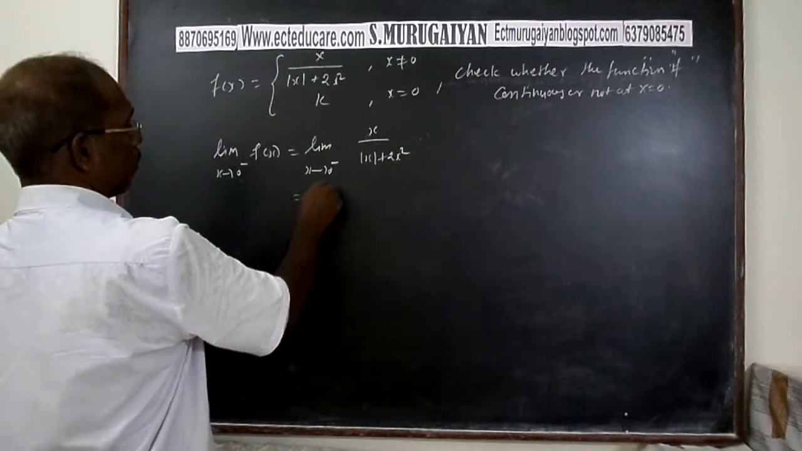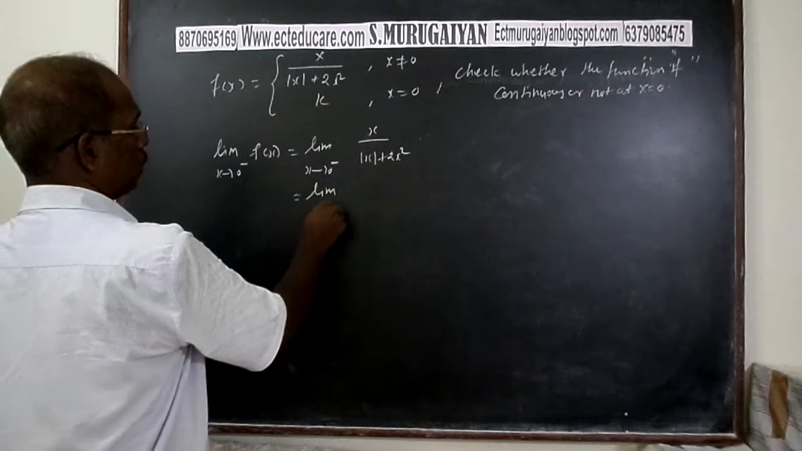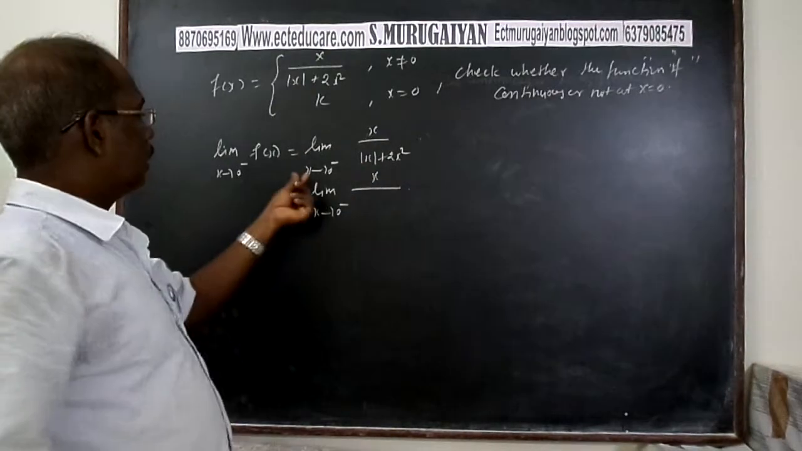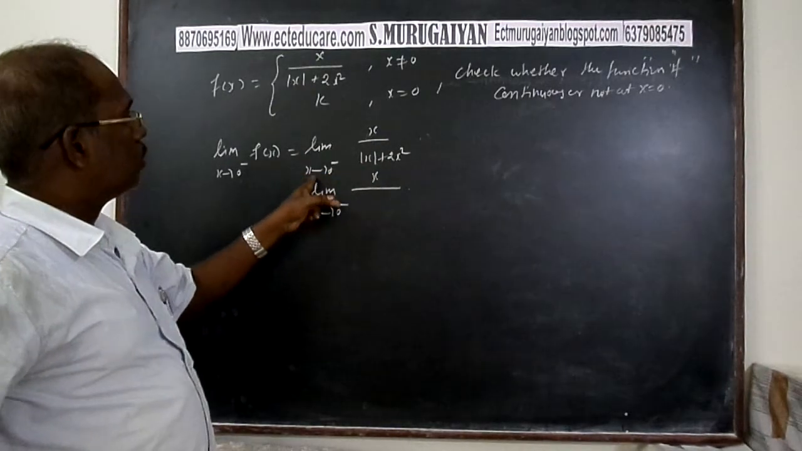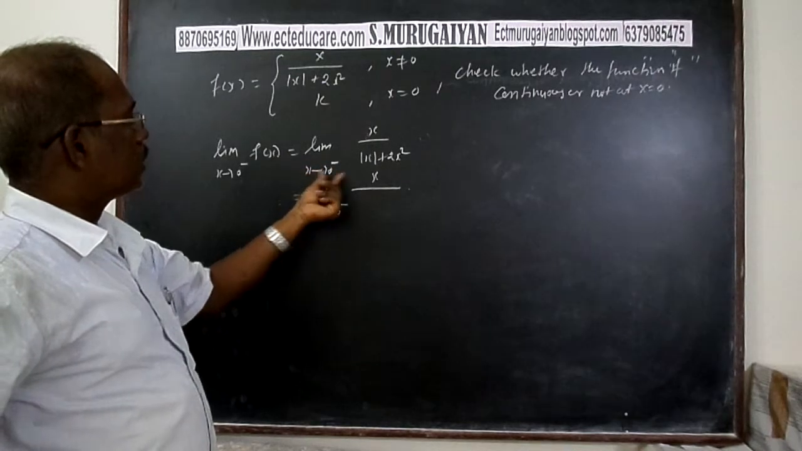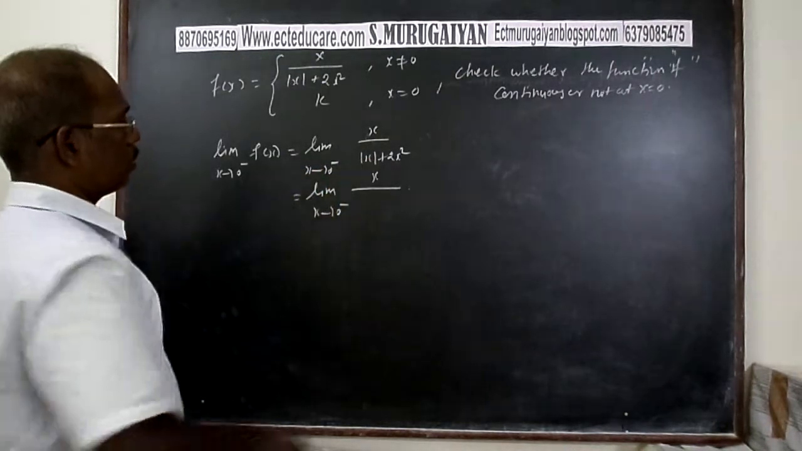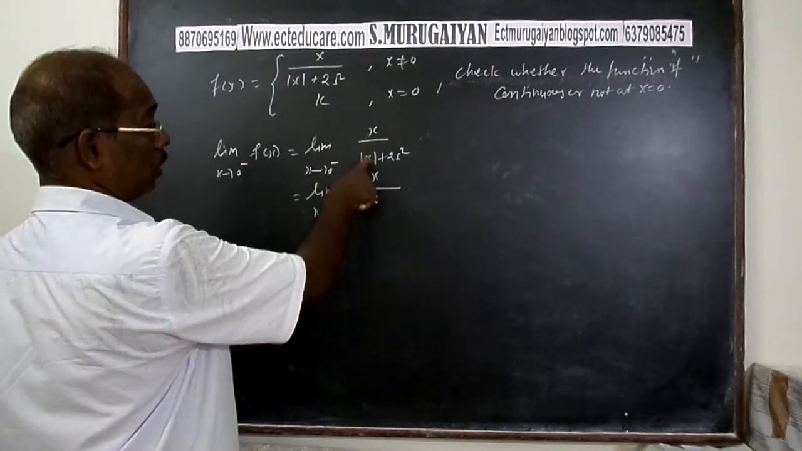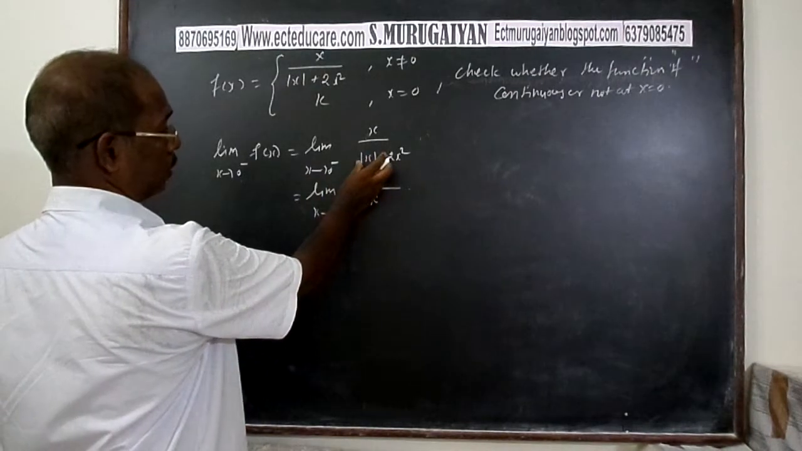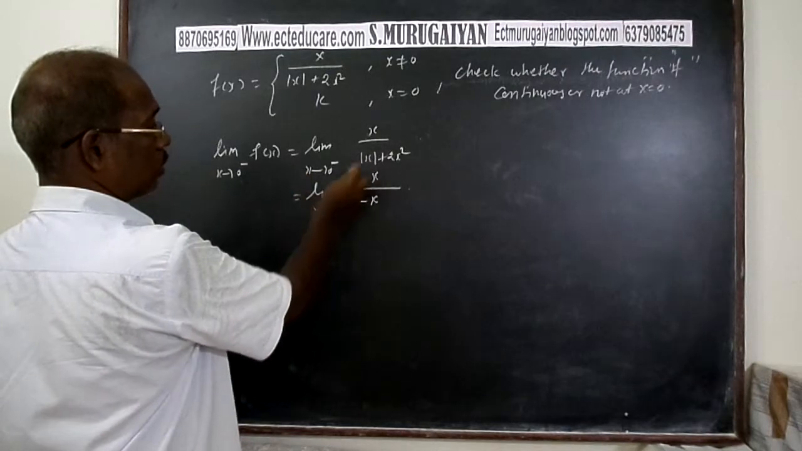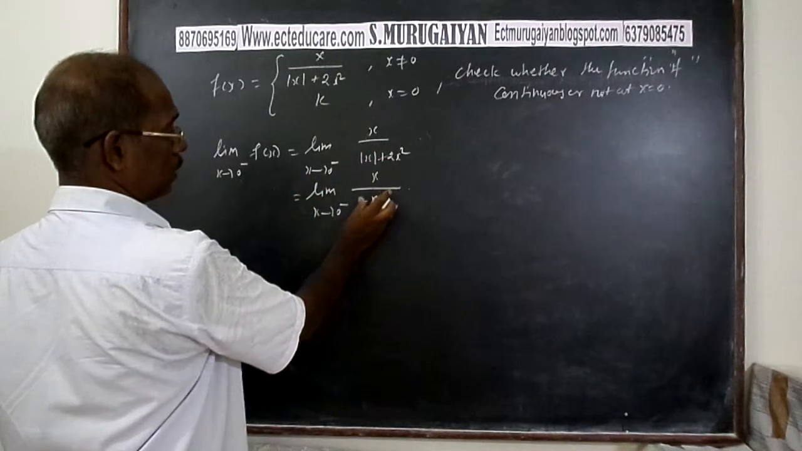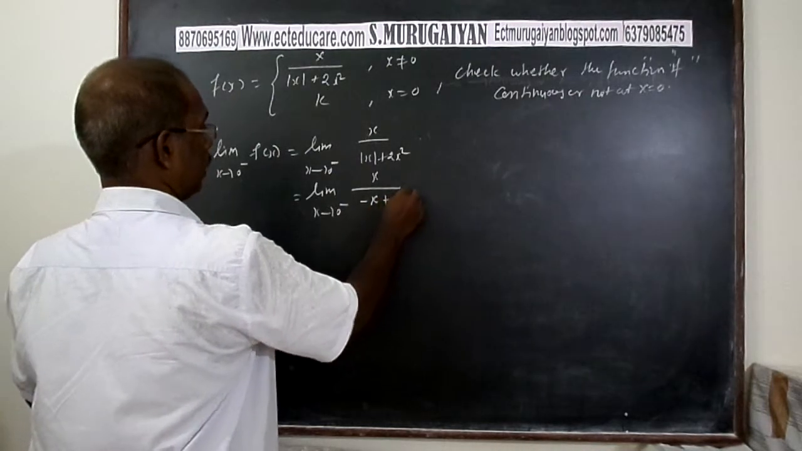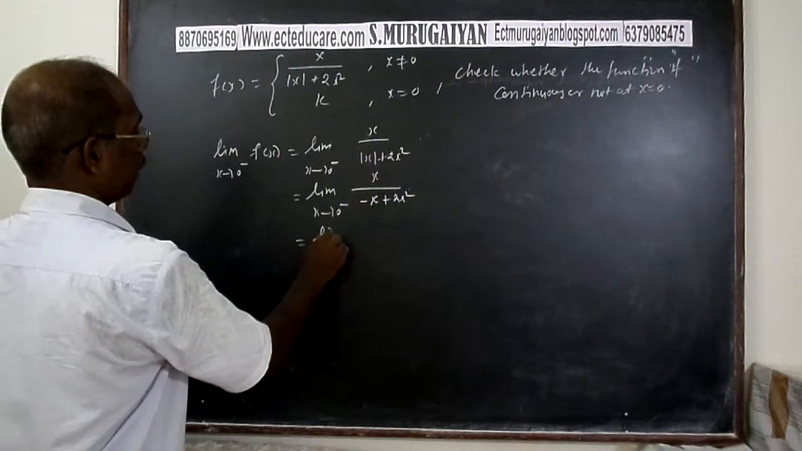Okay, the limit as x approaches 0 from the left of f(x). What is the meaning? x is less than 0 means whenever x is less than 0, the mod of x equals minus x, because minus x is positive. Here x is negative, so the output of mod of x should be positive. So as x is less than 0, mod of x equals minus x, because this is a positive quantity, plus 2x square. Now we can simplify.